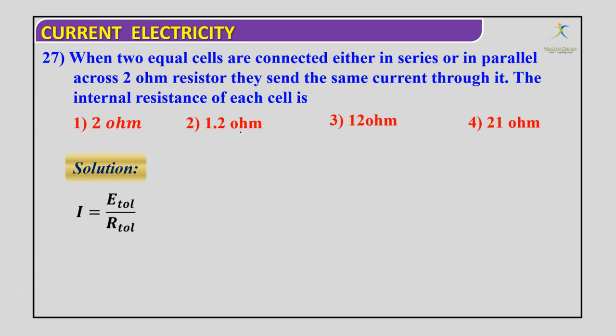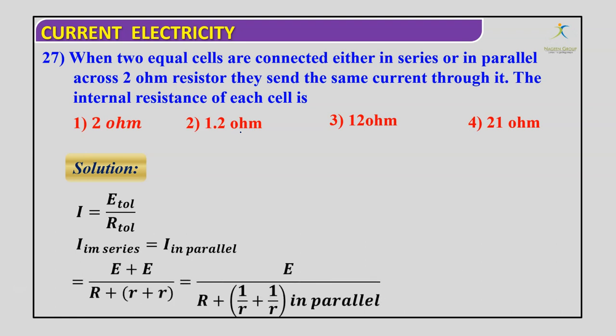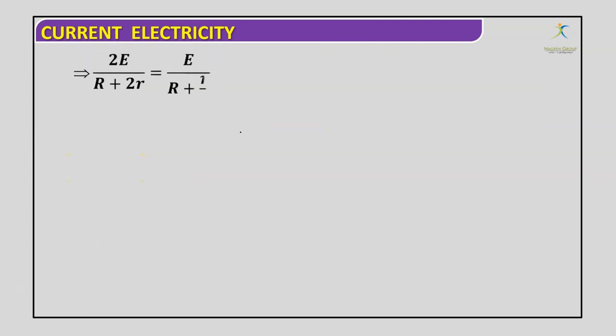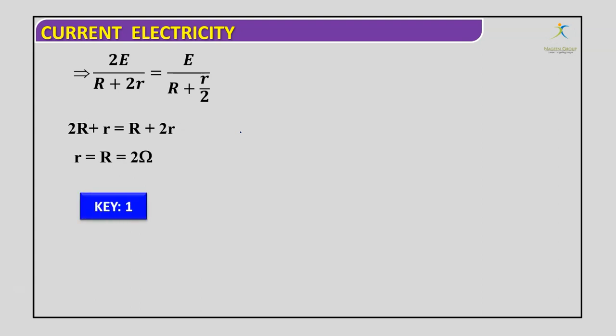I is equal to E total divided by R total. We put this value: I in series is equal to I in parallel combination. We put all these values together and get 2E by R plus 2r is equal to E by R plus r by 2. That means 2R plus r is equal to R plus 2r. R is equal to r, which is equal to 2 ohm. That means the correct option for this question is option 1. I hope you understand this little solution which I did there.